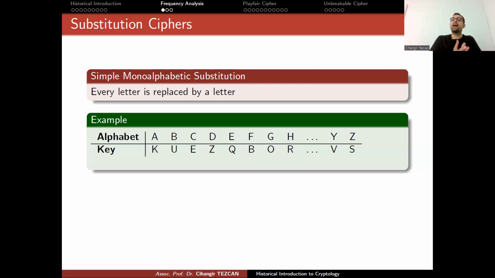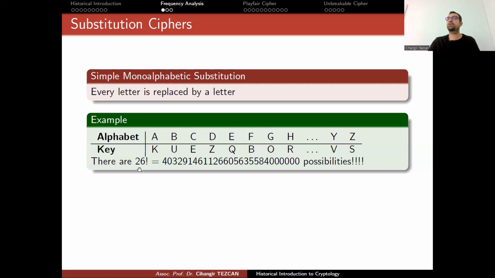So the question is, how many keys can I choose from, right? Since the alphabet has 26 letters, in front of A, I can write 26 different letters. Once I choose one, only 25 options remain, then 24, 23, 22. If you multiply all of them, this is equivalent to 26 factorial. And this number is, as you can see, very huge, right? If you have this many possibilities, then you cannot perform a brute force attack by hand, right?